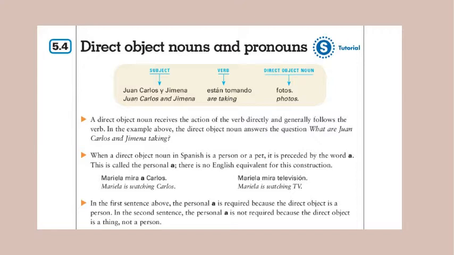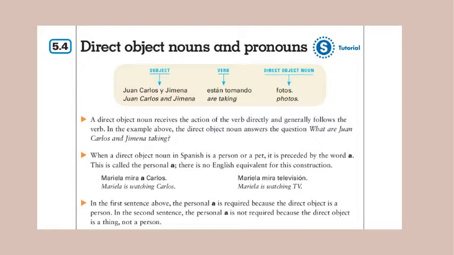When a direct object noun in Spanish is a person or a pet, it is preceded by the word a, which is called the personal a. And there is no English equivalent for this construction, so it's just something you have to pay attention to in Spanish. Por ejemplo, Mariela mira a Carlos.